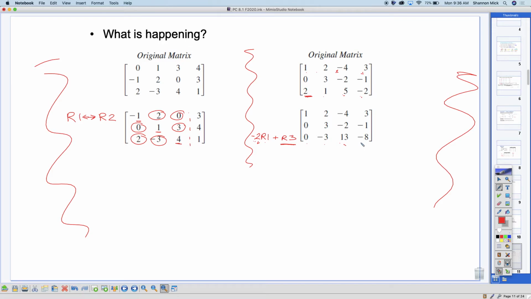Wait, I'm sorry. So you took -3 times the first row on the original, and then took that answer plus the third row. Yes, on the original. And then made that your third row. Yes. Now, when I do it again, this is what I'm using. My next step, I'm not going to really explain why I'm doing it yet, but my next step would be to take R2 plus R3.